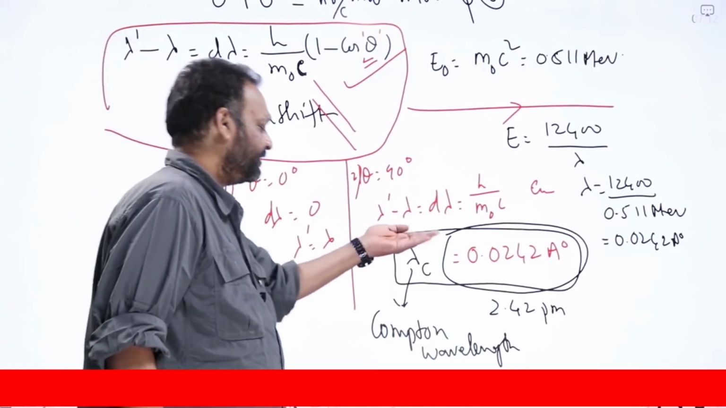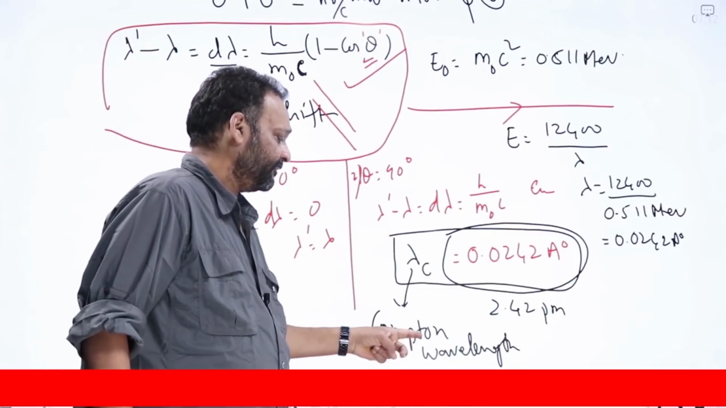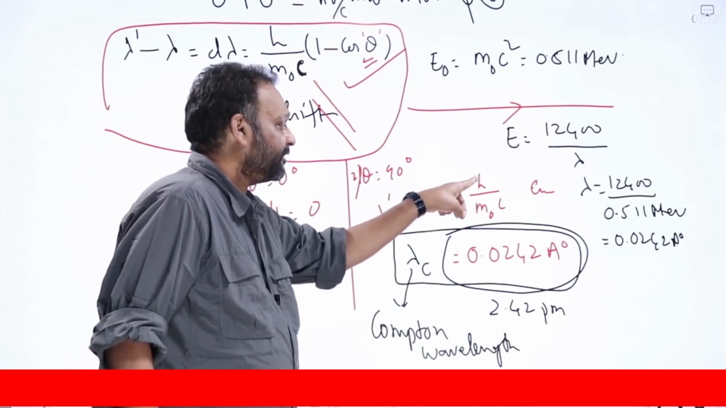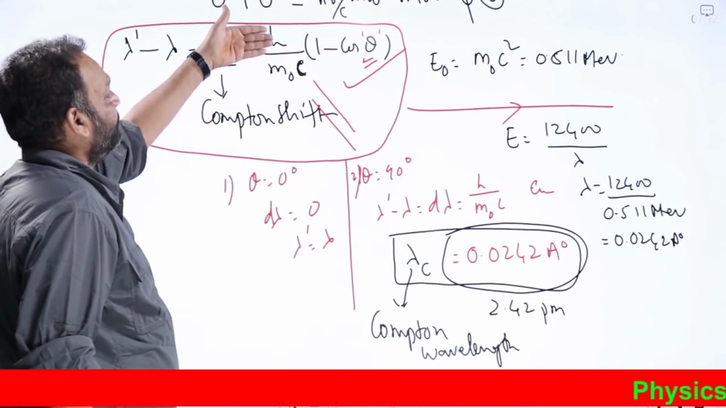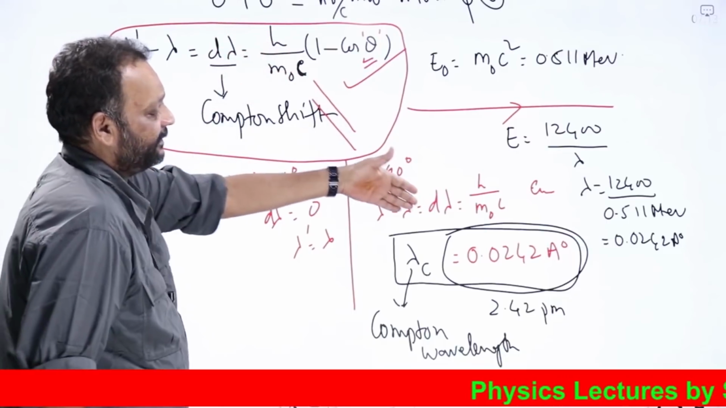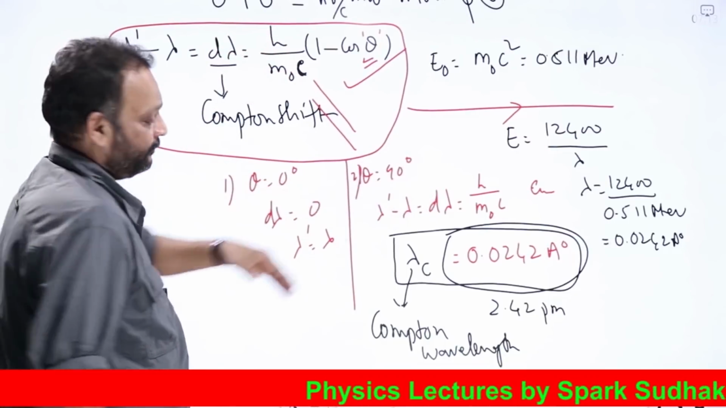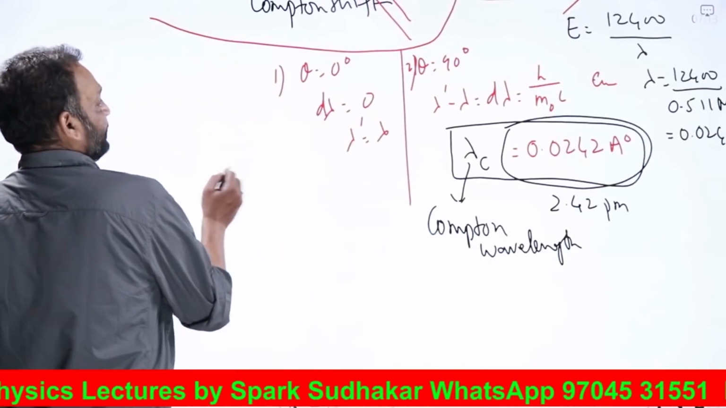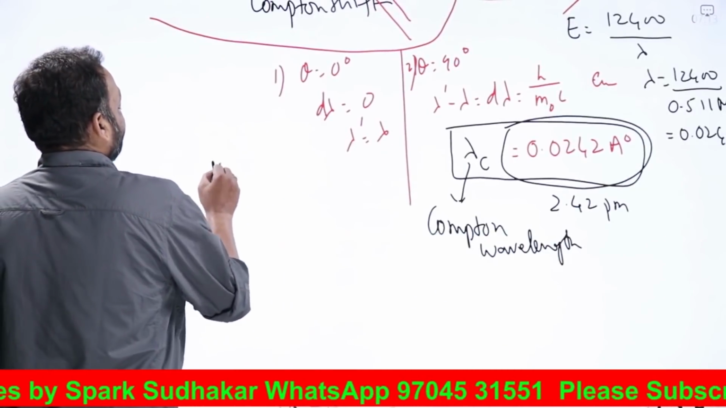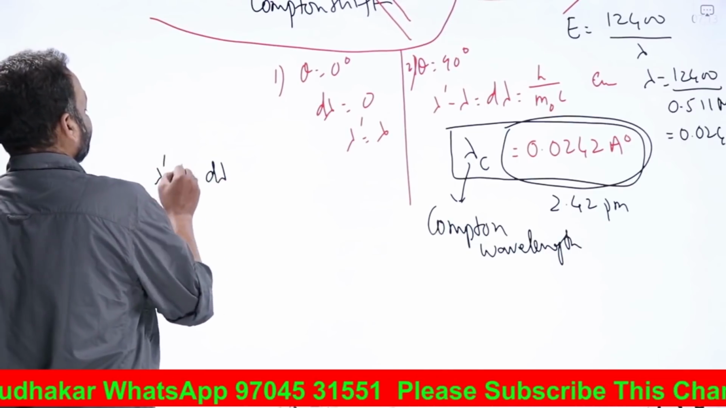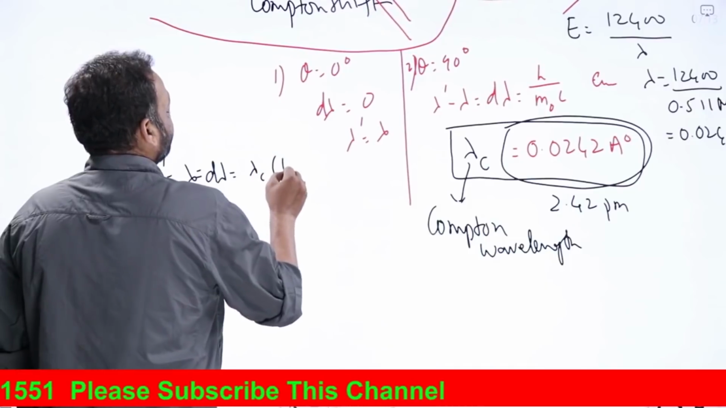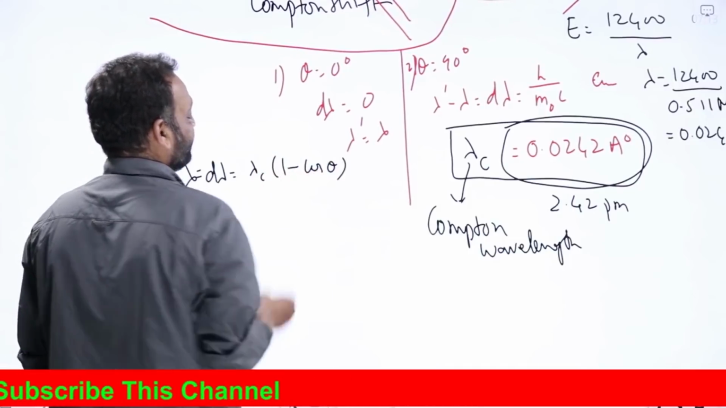That's why Compton has given it a special name, known as the Compton wavelength, denoted by lambda c. So wherever h by m naught c appears in the formula, I can replace it with lambda c. Lambda c can be directly taken as 0.0242 angstroms. So I'll write this expression as d lambda equal to lambda dash minus lambda, the Compton shift, equal to lambda c into 1 minus cos theta.